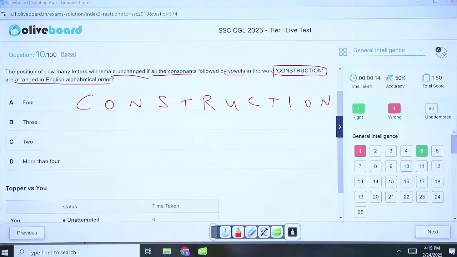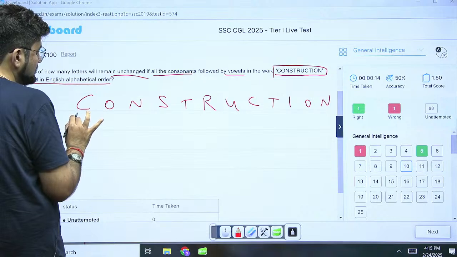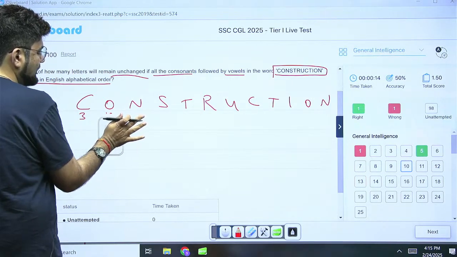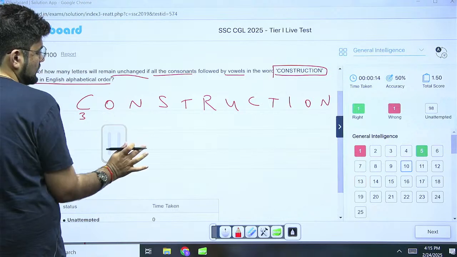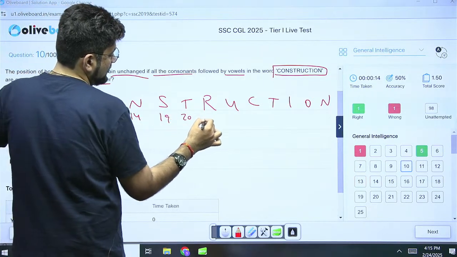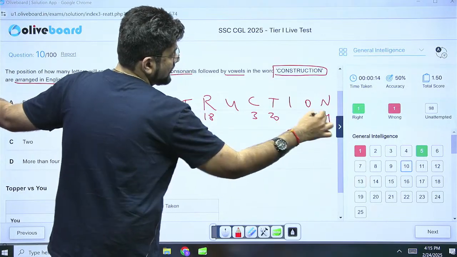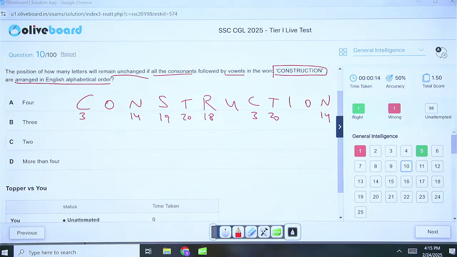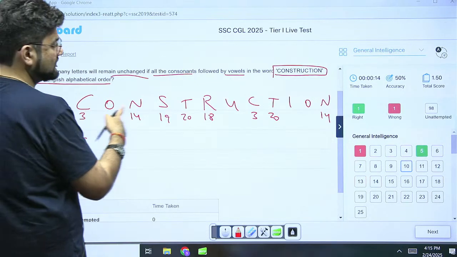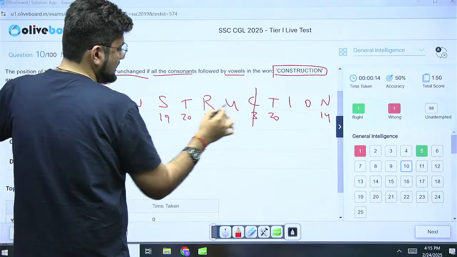Okay. Now first I would suggest you always write the place values. And only write the place values of the consonants. Don't write those of the vowels. Now arrange them in increasing order. So we have C as it is here. And then next after 3 we'll have another C here. So this is gone, remove it easily.